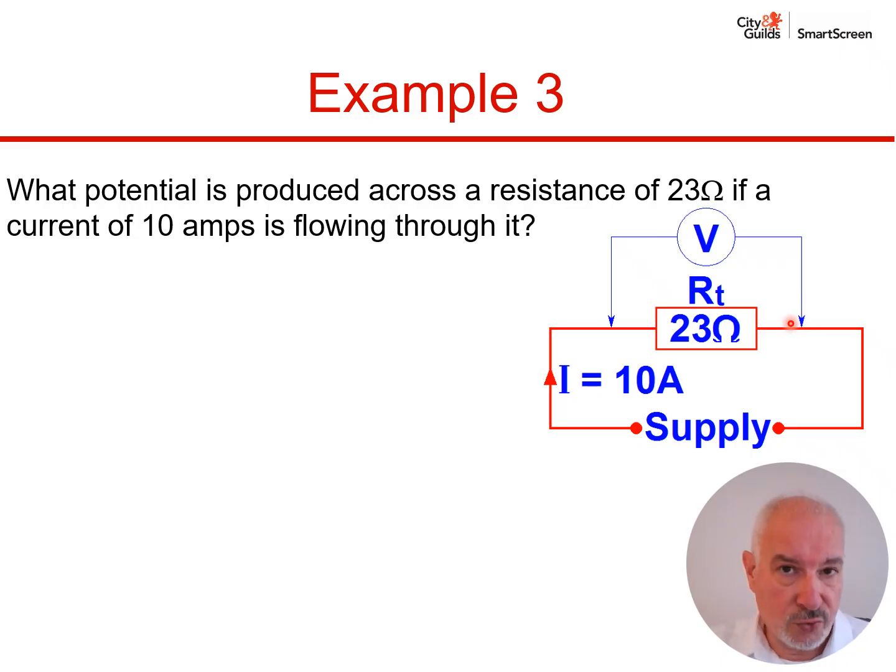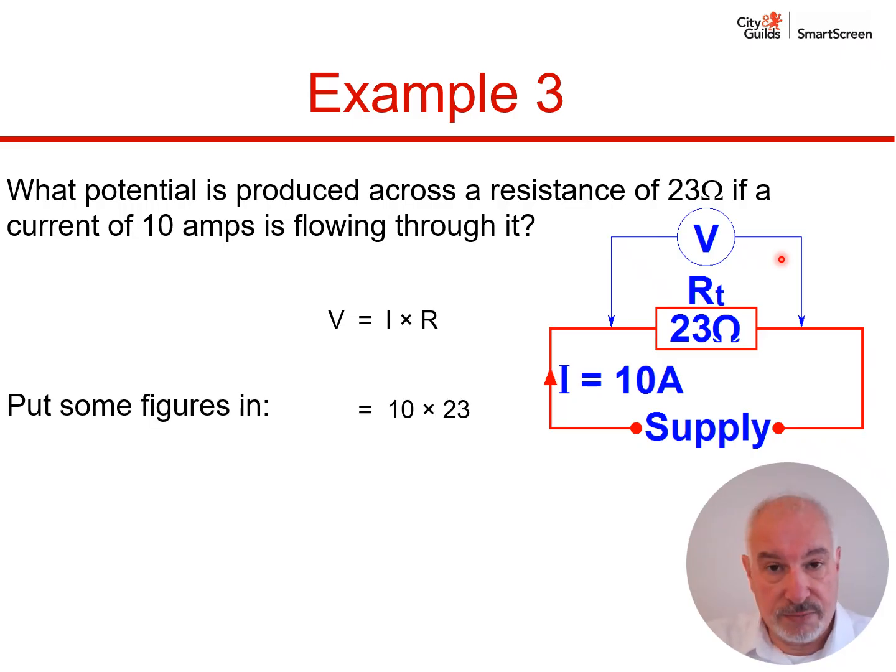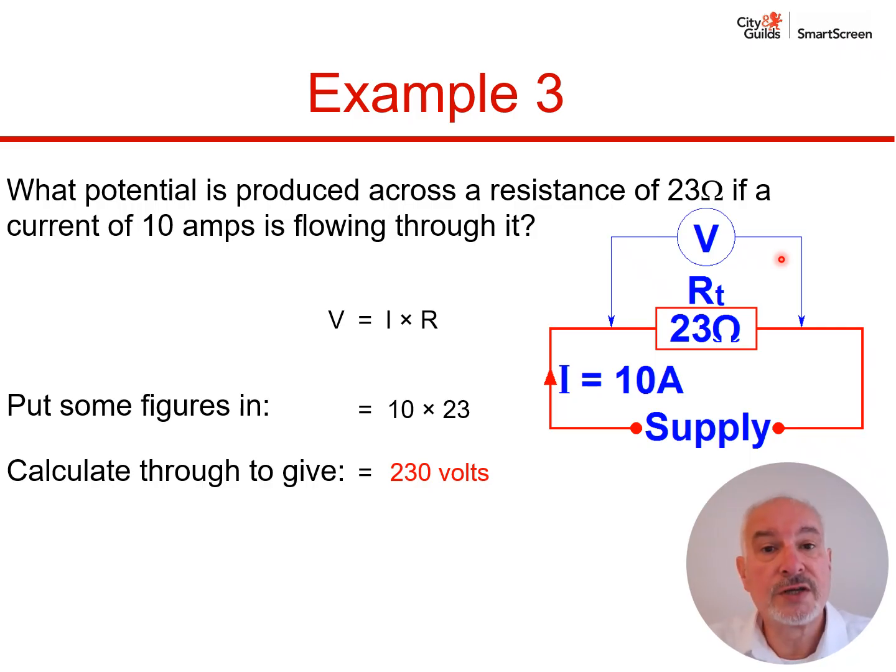And we're going to use Ohm's law again, of course. I won't put the triangle for Ohm's law on the screen again. Hopefully you're getting used to the idea of using the triangle to write your formula out. So the formula will be V equals I times R, or just simply write V equals IR. Then we can put our numbers in. So we write V equals 10 times 23, because it's 10 amps times 23 ohms, and that gives us an answer of 230 volts.